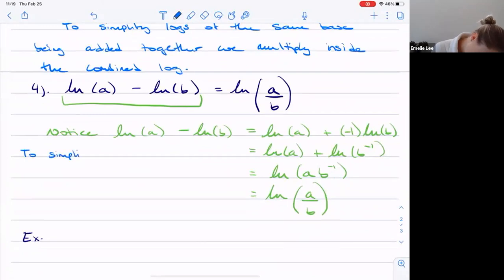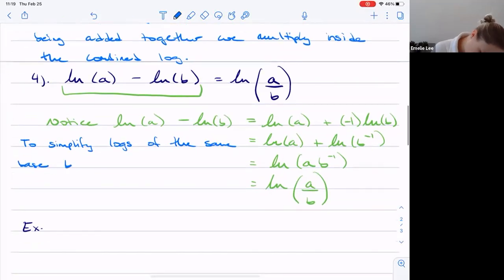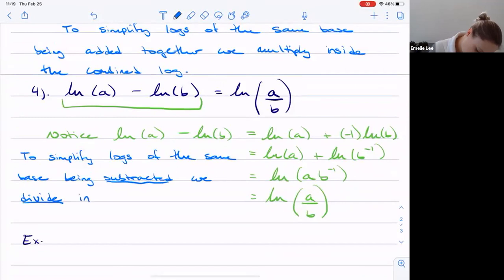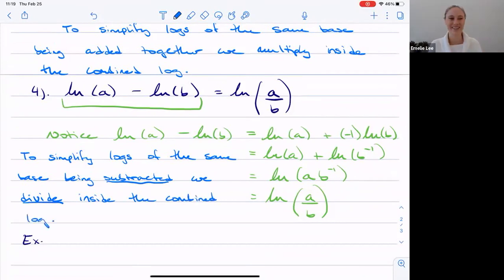So, to simplify logs of the same base being subtracted, we divide inside the combined log. Okay, I did it.